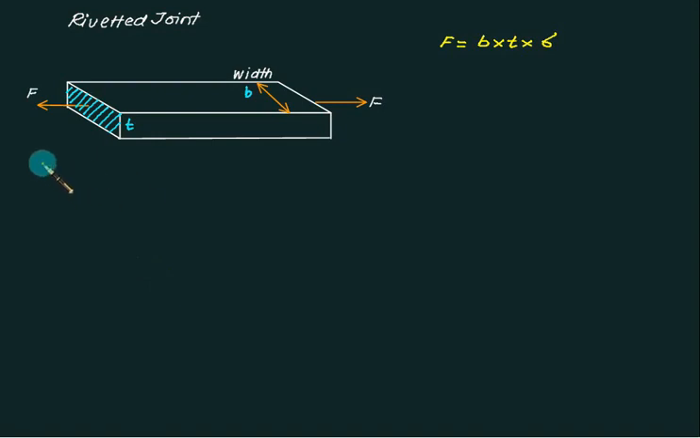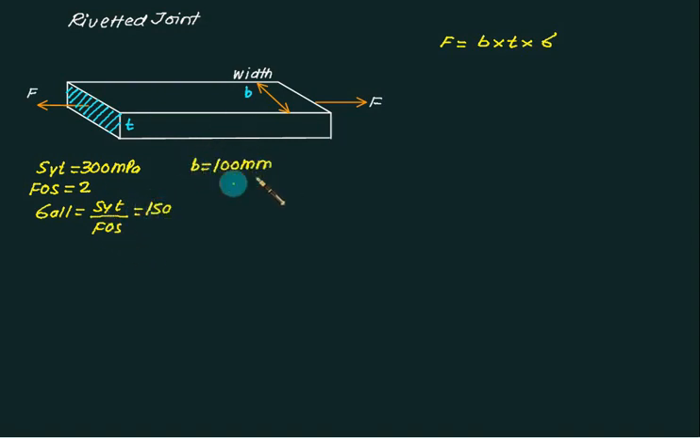So let me have an example here that SYT I will take equal to something around 300 megapascal. Factor of safety I will take equal to 2. So the sigma allowable value is equal to SYT by FOS, factor of safety, that equals 150. Let me give the dimensions here. I will take B equal to 100 mm and let me select T equal to 6 mm.